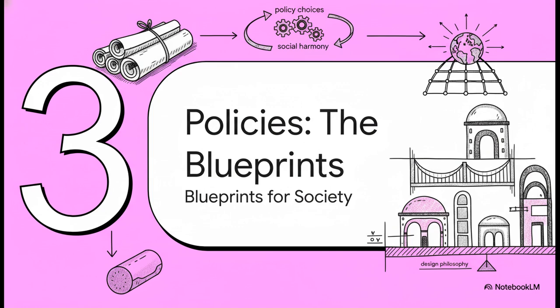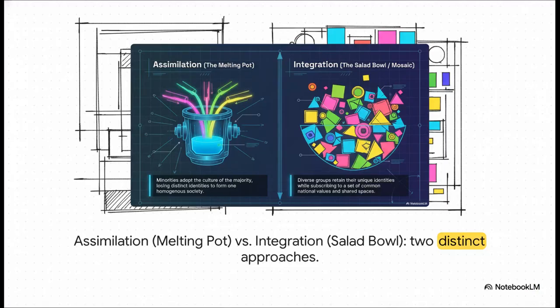This is where we see how different policy choices can shape the final structure of your society. This is where your design philosophy really comes to life. So, as the architect, you've basically got 2 primary blueprints to work from. On the left, you have assimilation, we call it the melting pot, where all the different identities are sort of melted down to create one single uniform culture.